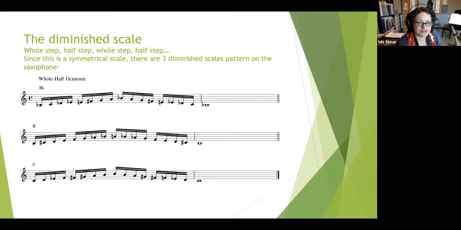We have B flat, B, and C. Our finger pattern for D flat diminished and E diminished and G diminished is the same as the finger pattern for B flat diminished, right? So this sounds like this.